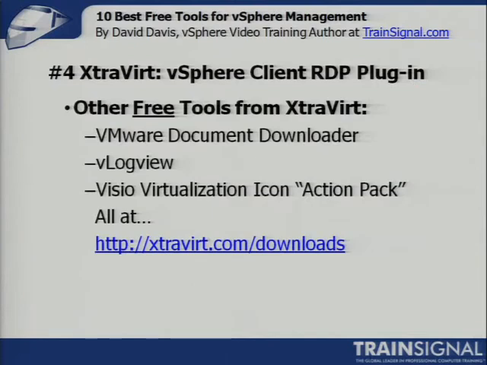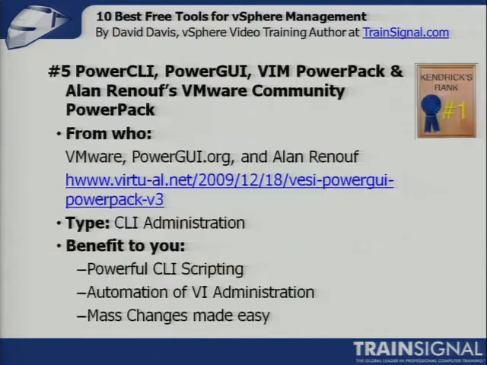So Xtravirt, they've got a number of other free tools like the VMware Document Downloader, which does exactly what it sounds like. It sucks down all the VMware documentation to your local computer, so you can read it offline, in PDF format. They've got one called vLogView, which is for analyzing logs or viewing logs and filtering logs on ESX servers. And then they've got a Visio Virtualization Icon Action Pack, which is a bunch of icons you would add to Visio to create diagrams that are more virtualization specific. So they're at xtravirt.com/downloads.